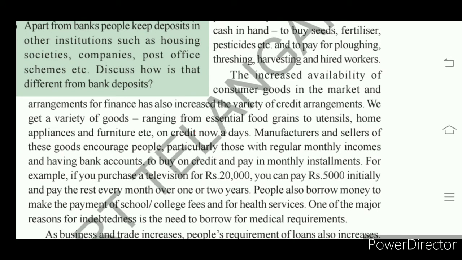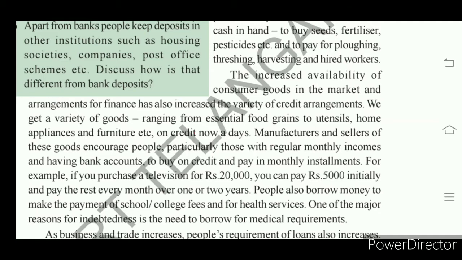Generally, those who want to take credit should get a regular monthly income, that is, come with a salary slip. Second, they should have a bank account. So these two are enough in the credit system. To buy on credit and pay in monthly installments, they should get a monthly income regularly and they should have a bank account.